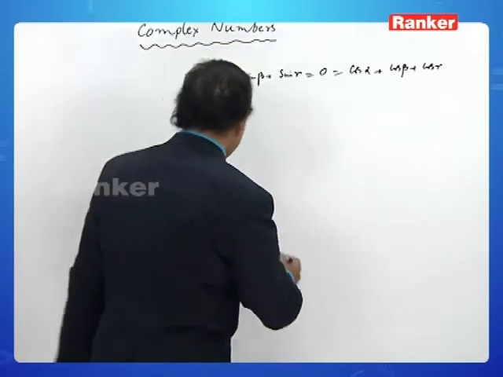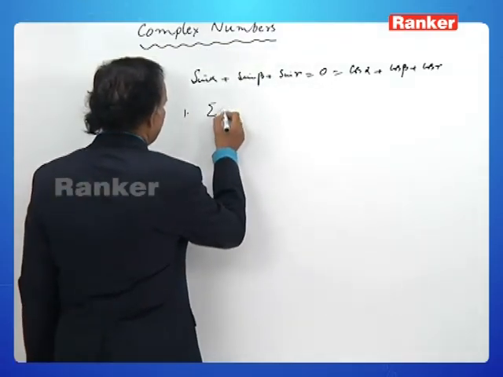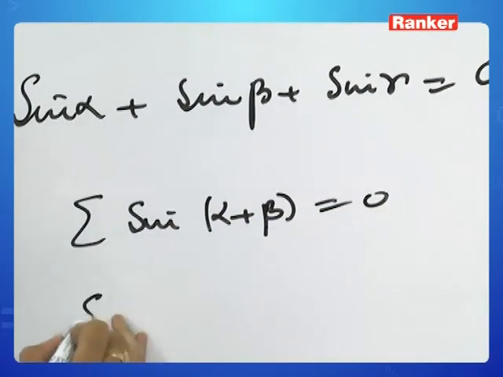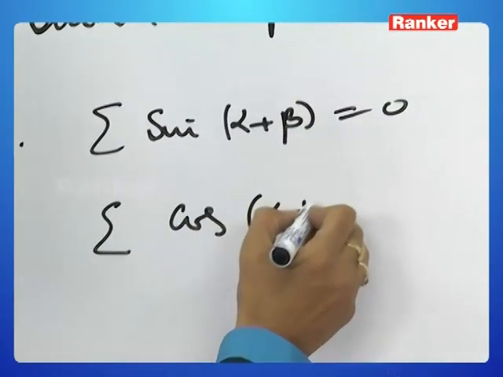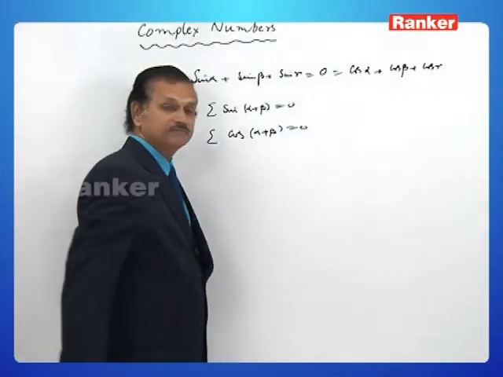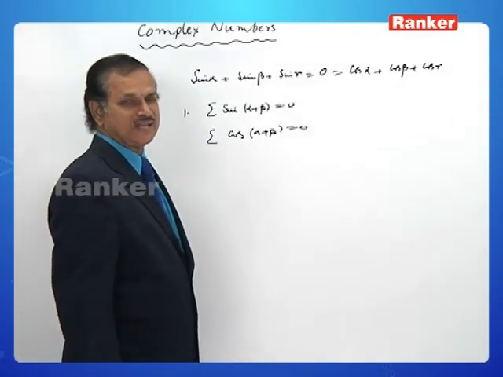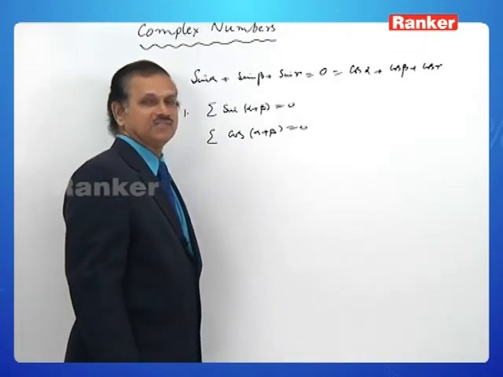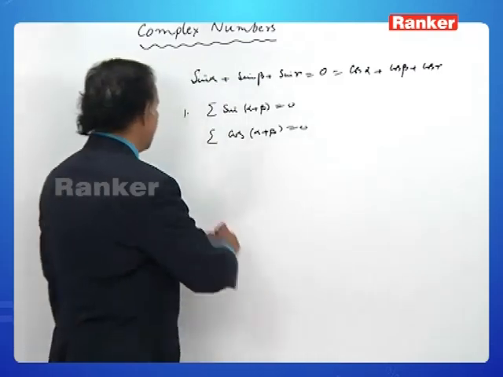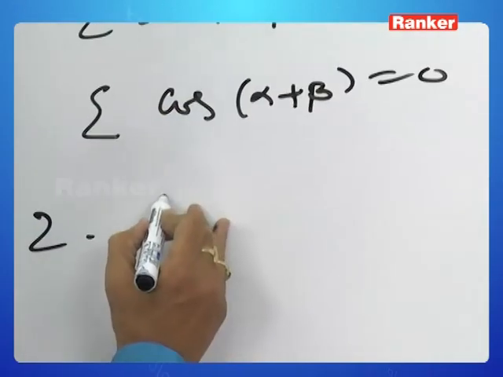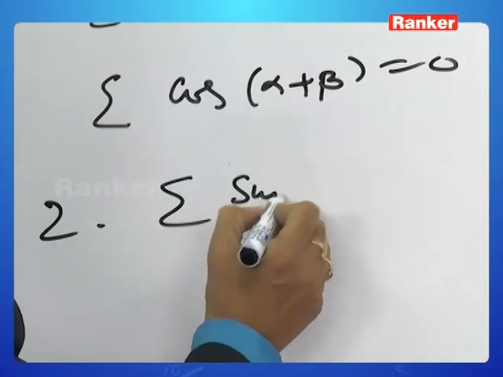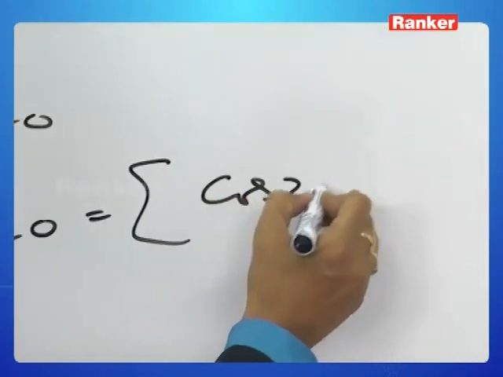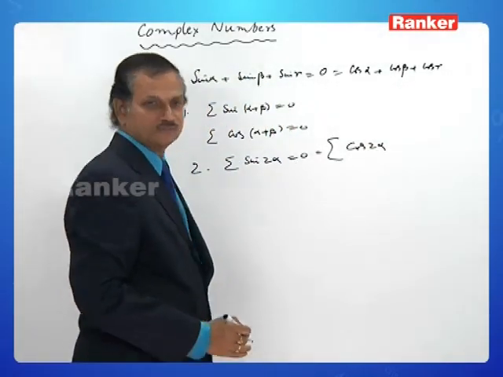What are they? Number 1, sigma sin of alpha plus beta is equal to 0. Sigma cos of alpha plus beta is equal to 0. Sin of alpha plus beta plus sin of beta plus gamma plus sin of gamma plus alpha, 0. Similarly, cos of alpha plus beta plus cos of beta plus gamma plus cos of gamma plus alpha, 0. Another thing, sigma sin 2 alpha is equal to 0. The same, sigma cos 2 alpha is also 0.